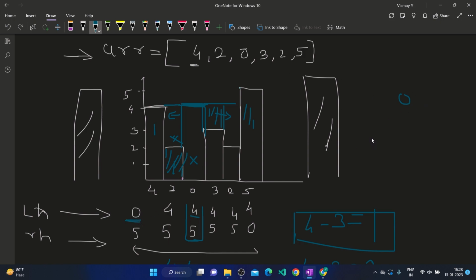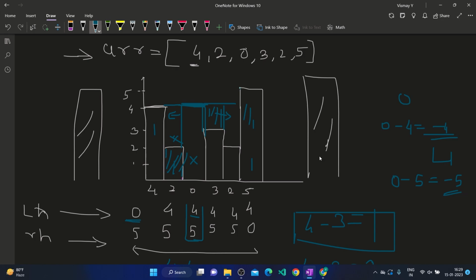So the total amount of water stored here would be 0 minus the height of this building, which is a bar, which is 4, which is minus 4. Okay, now if we get any negative water storage, then we will not include it in our answer. Similarly here for this building 5, we will have the minimum as 0 and the height of this bar as 5, which would be minus 5, and we would not consider this because this is a negative result.